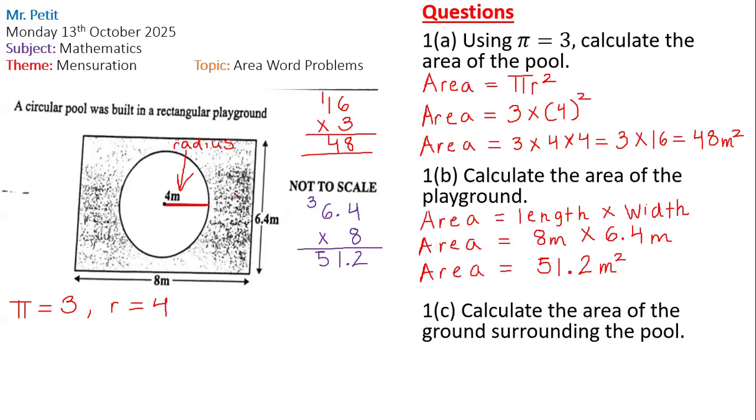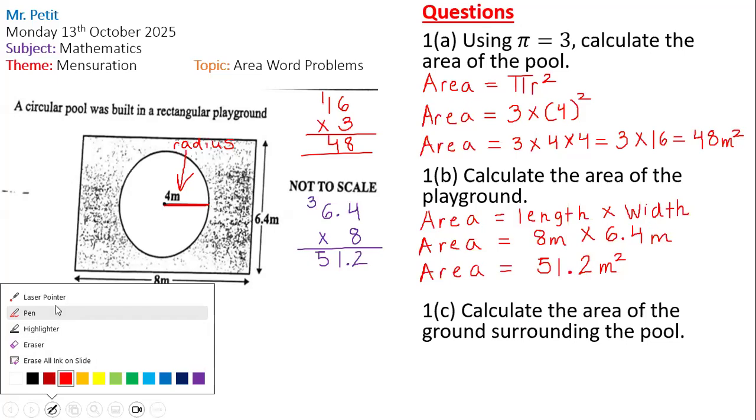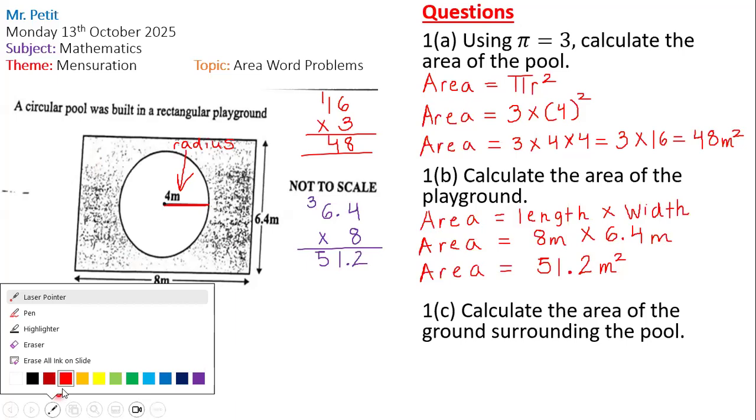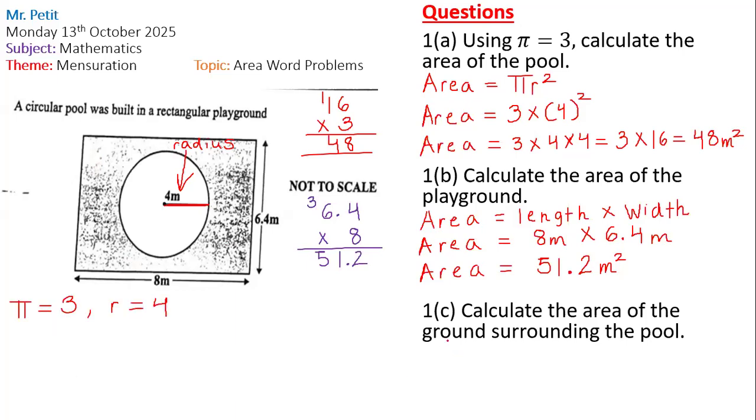Right? So we have to subtract, because remember we said that whenever you are trying to find the area of the surrounding region, you always subtract. So let's use that. It's going to be the area of the ground surrounding the pool. This is going to be the difference between the first one and the second one.